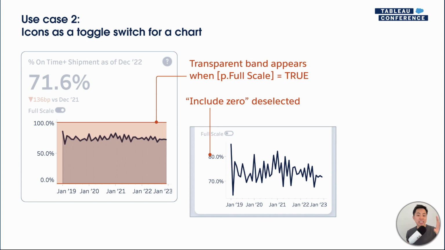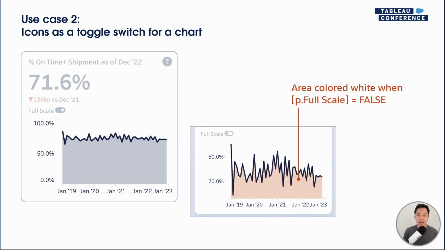Then I deselected the include 0 option from the y-axis so that when we toggle between showing the full scale and not showing the full scale, it automatically zooms into the data when the parameter is false. And then I did something slightly fancy. I colored the area region white when the parameter is false, so that when we're zooming in, we're not relying on the area under the line chart as an attribute to read the numbers. So that's how I created a toggle switch for the line chart.